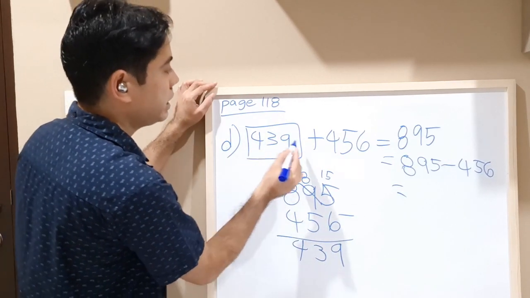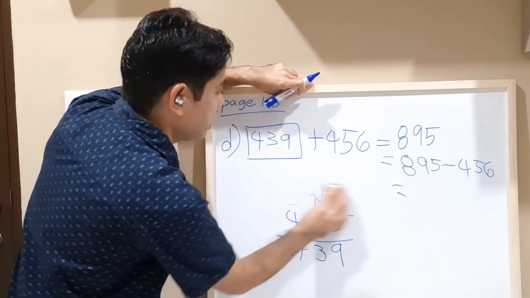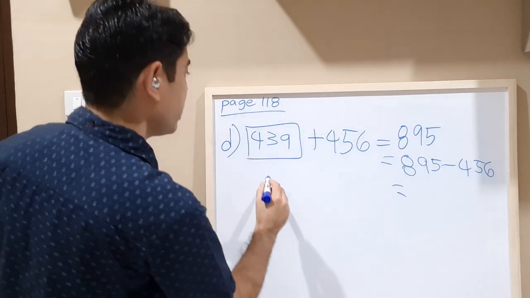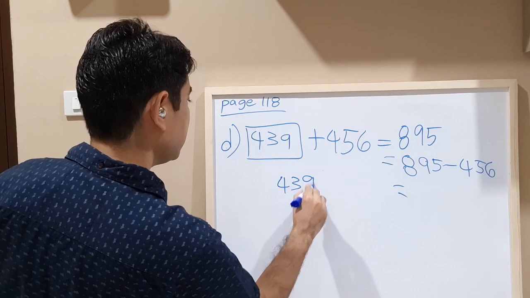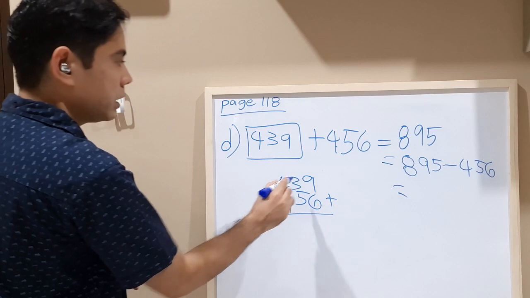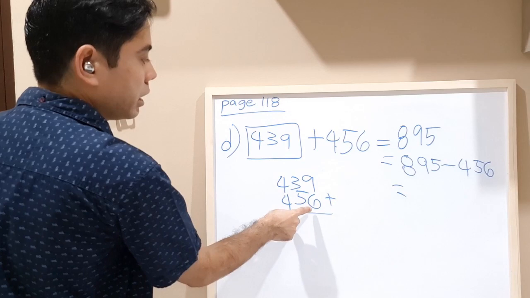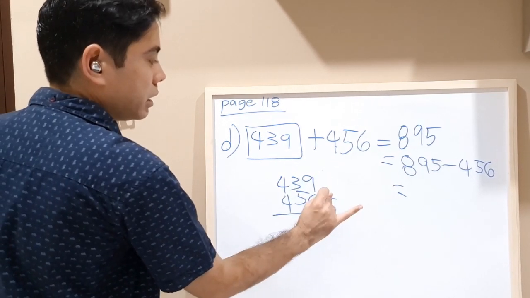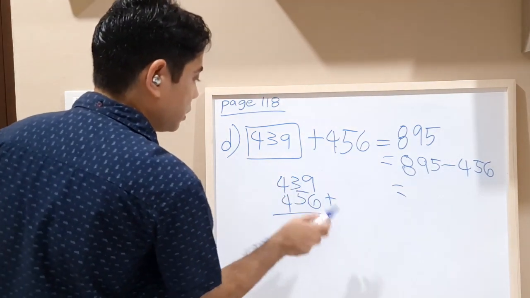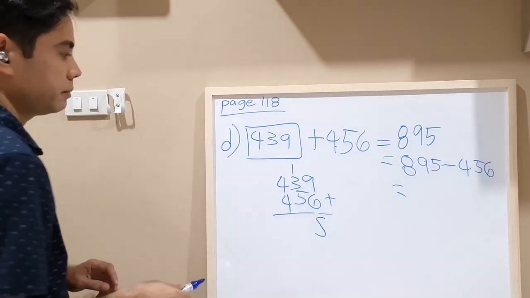439. If you add these two numbers, it will give you 895. So let us check. 439 plus 456. Will it give you the same for this one? 9 in your mind and 6. 9, 10, 11, 12, 13, 14, 15. Oops. 15. Carry 1. Plus 1. Okay.